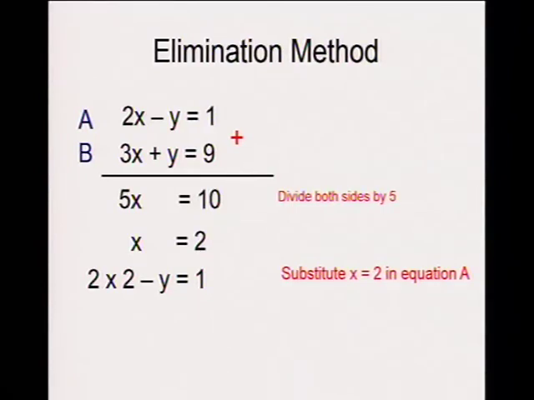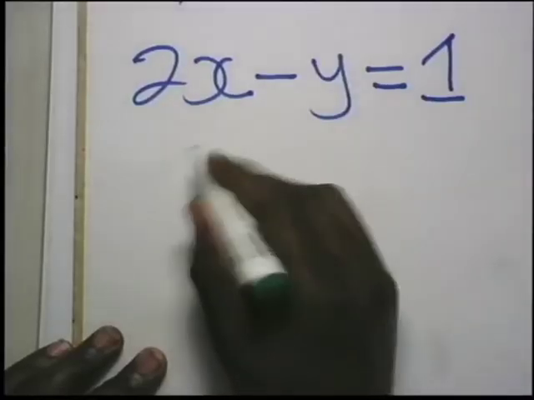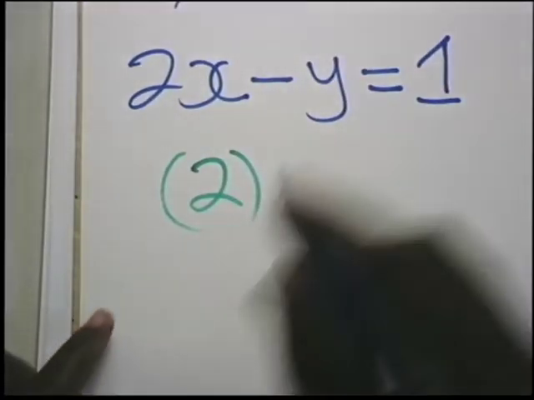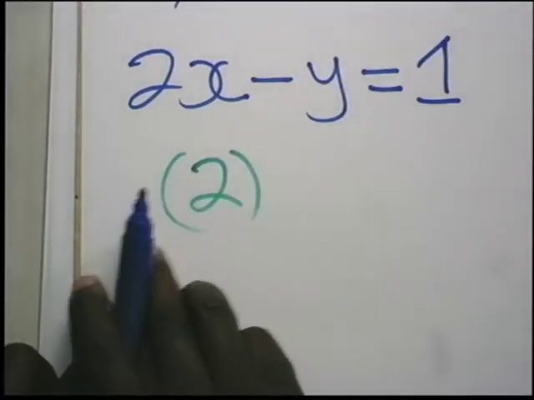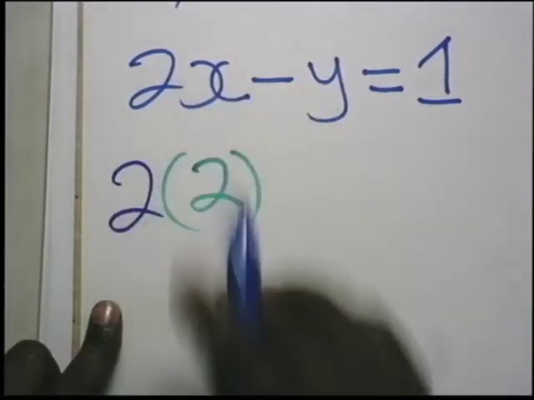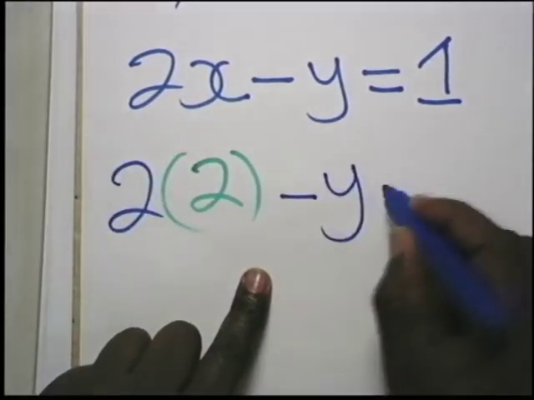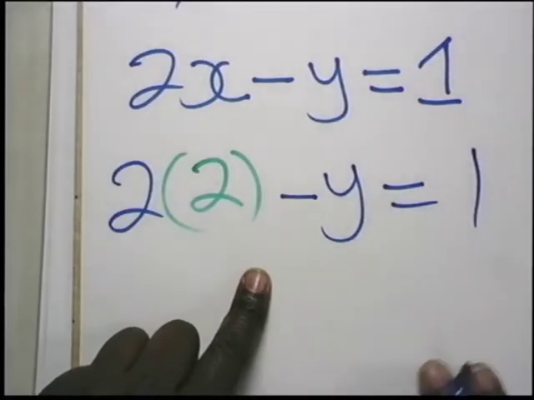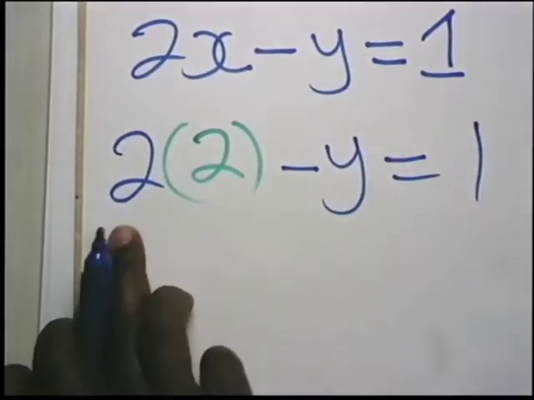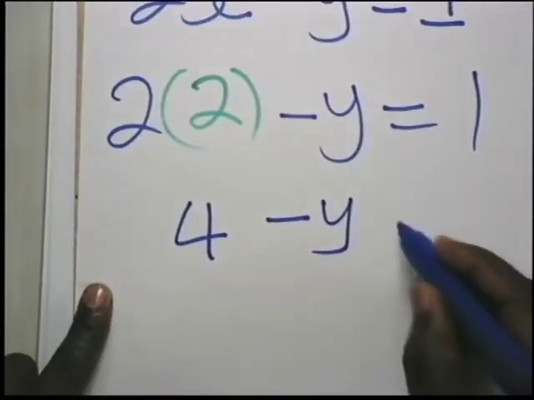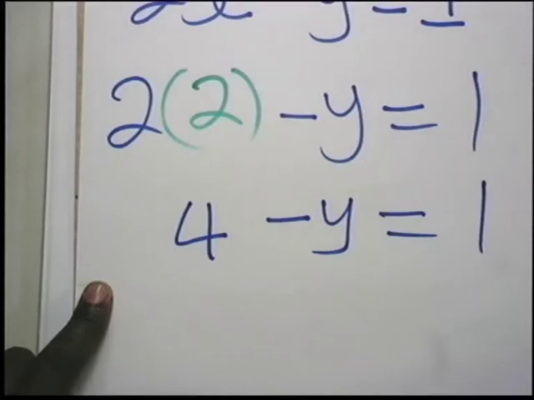So what we are going to do is substitute, wherever there is an x, we put a 2. What does that mean? X is here, it means there should be a 2 here. We have got a 2 in this equation, minus y is equal to 1. What does that mean? 2 multiplied by 2, what do we get? We get 4 minus y is equal to 1. Okay, interesting.